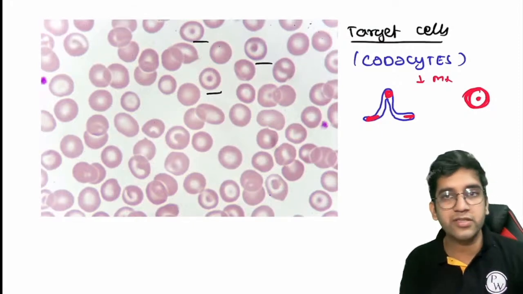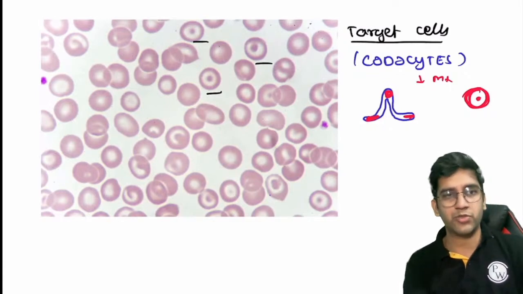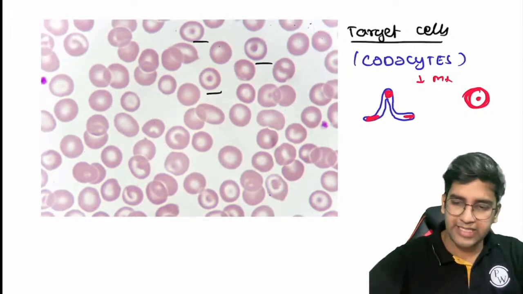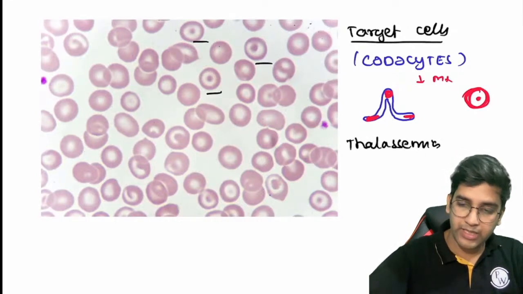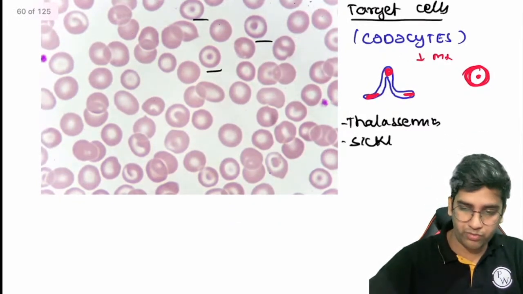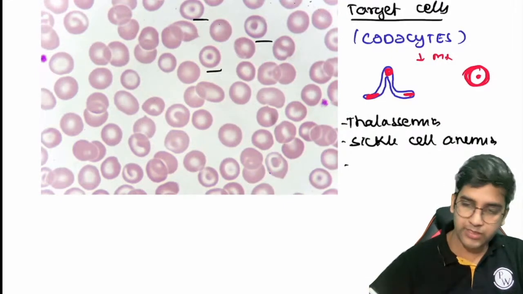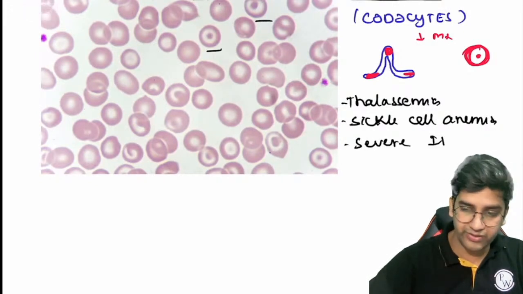Can anyone comment which is the first disease which comes to your mind when you see target cells? Any disease which comes to your mind? Thalassemia is one thing which I want you to remember. If you see target cells, the first possibility I want you to think of is thalassemia. Sickle cell anemia is the next thing which I want you to remember. And in severe cases of iron deficiency anemia, you can see target cells.